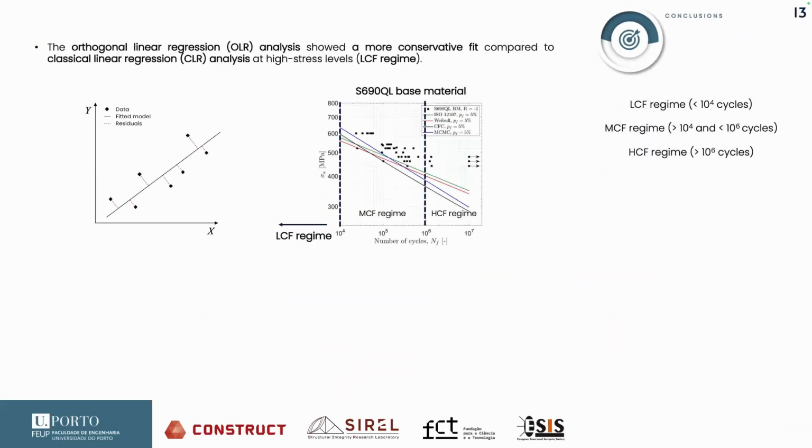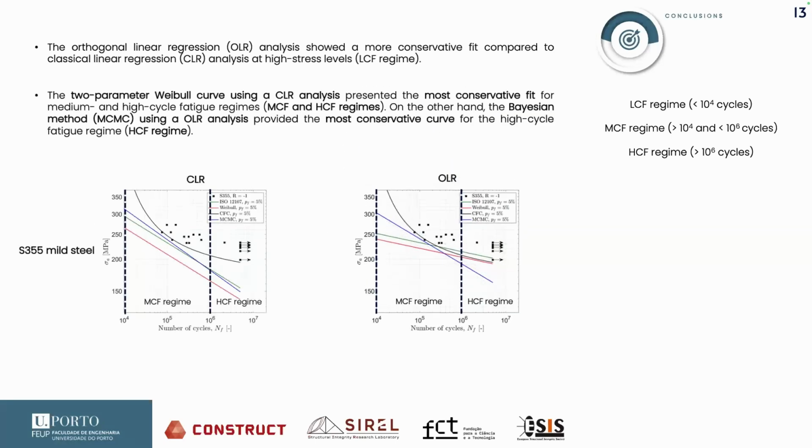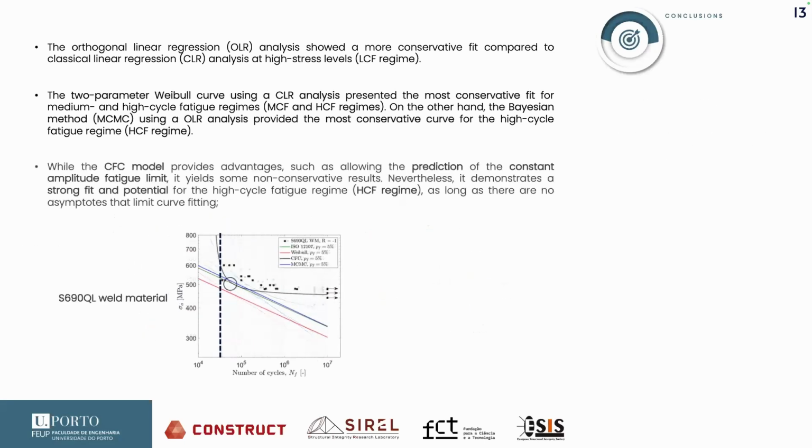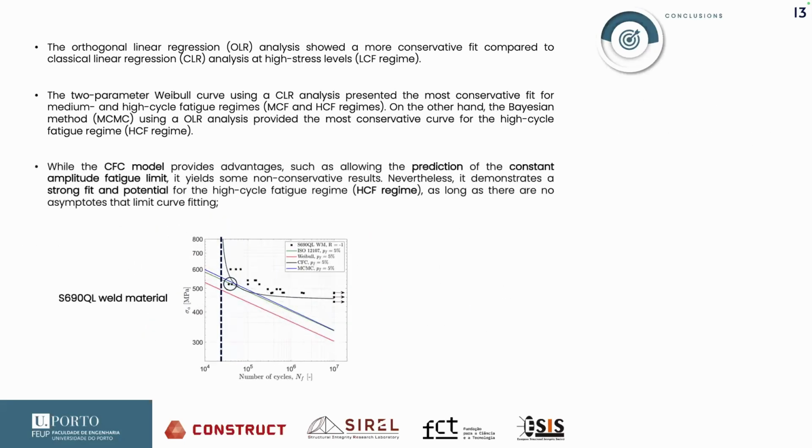For my conclusions, we found out that the orthogonal linear regression analysis showed a more conservative fit compared to classical linear regression, mostly for the low cycle fatigue regime. I know that this is not really important for this work because we're talking about high cycle fatigue regime, but it was important for me to point out. The two-parameter variable curve using the classical linear regression analysis showed a more conservative fit for the medium and high cycle fatigue regimes. Take in mind that this was my selection for the low, the medium, and the high cycle fatigue regime. I know that in the literature there are some authors who can probably change a little bit in terms of intervals.